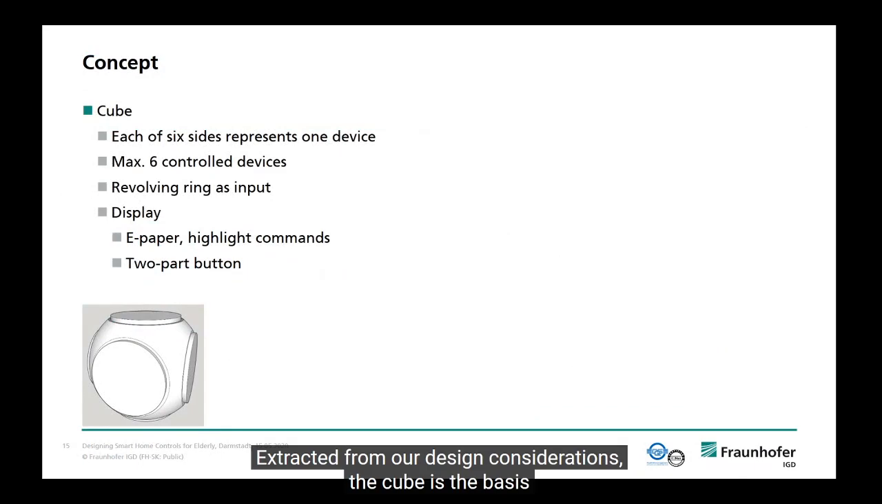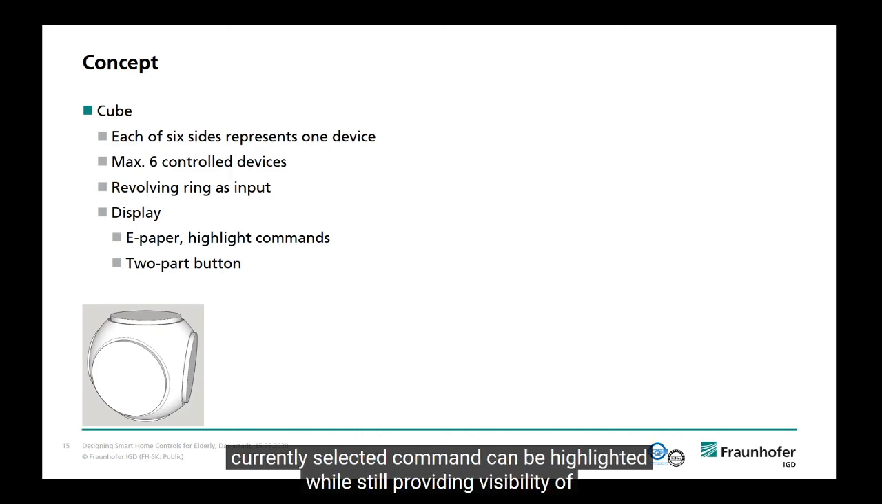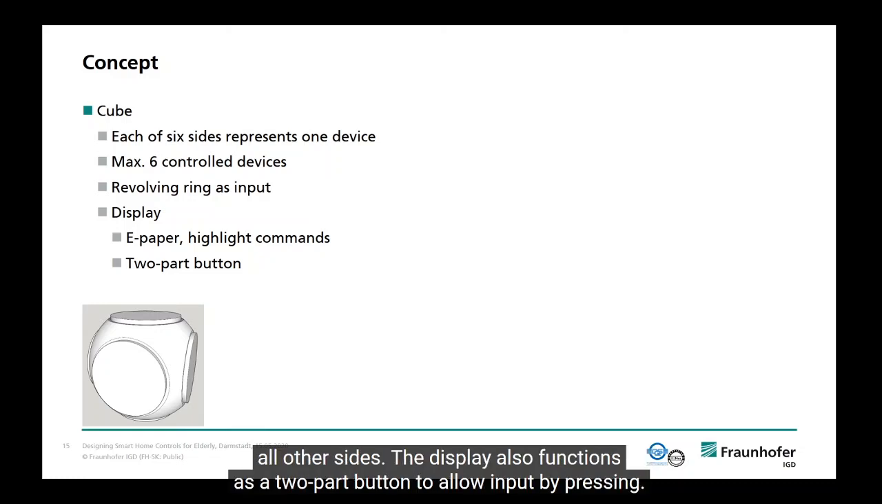Extracted from our design considerations, the cube is the basis of our first concept. Each of the 6 sides represents one device. Each side has a revolving ring as a form of input. Inside the ring, signifiers for possible commands will be shown. A possible implementation would be an e-paper display. This way, the currently selected command can be highlighted while still providing visibility of other sides. The display also functions as a two-part button to allow input by pressing.